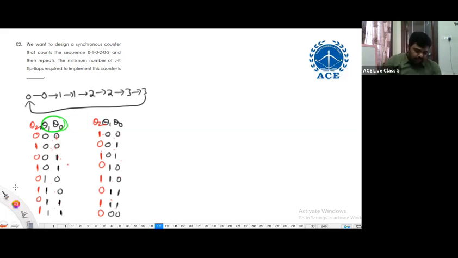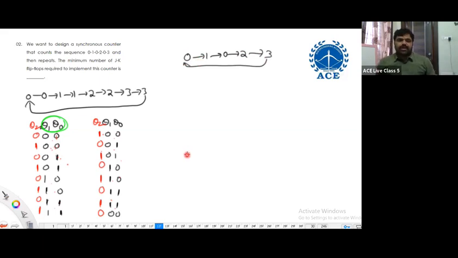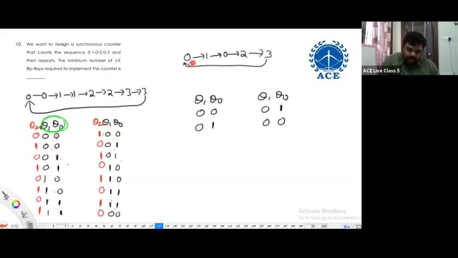And coming to this one, what is it here? 0, 1, 0, 2, 0, 3. Not required to design. Simple thing, I need to say how many flip-flops. So now, what is it here? Q1, Q0. Again say Q1, Q0. Then what is it here? 0, 0 goes to 0, 1; 0, 1 goes to 0, 0. I'm writing 0 is 0, 0; 1 is 0, 1; 2 is 1, 0; 3 is 1, 1. I'm writing wrongly, right? Just a minute.